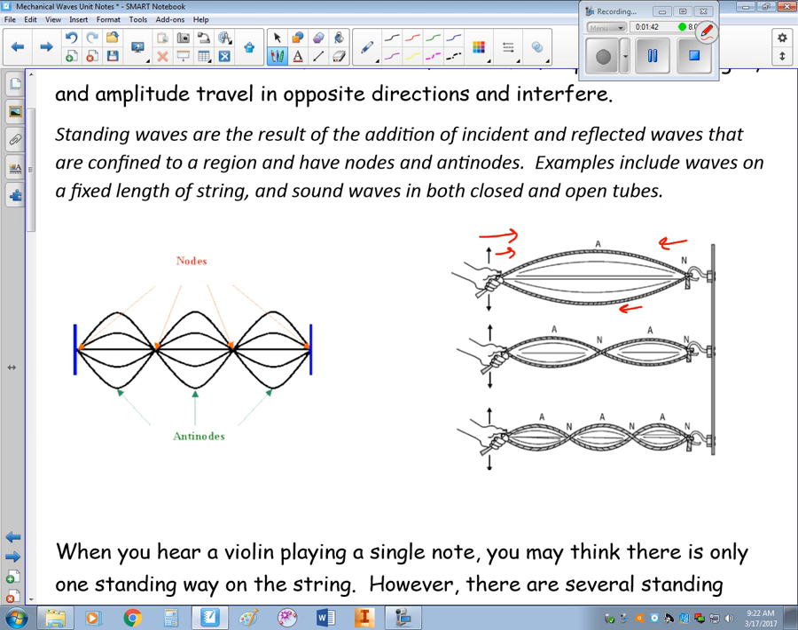Now, when we take a look at a standing wave, we have important things. First off, we have the nodes. This is where the destructive interference happens. And then we have antinodes. This is where the constructive interference happens.